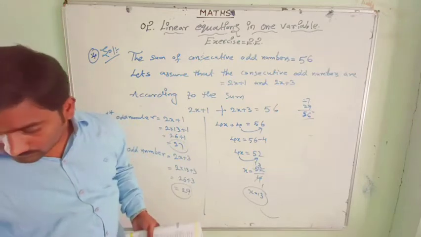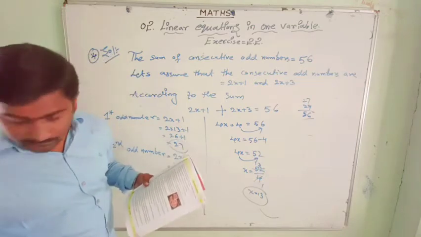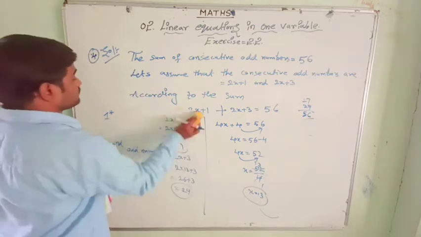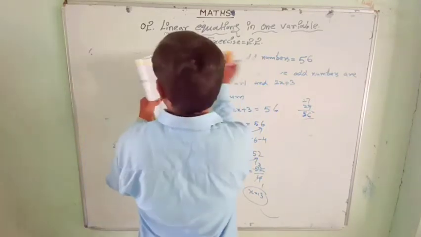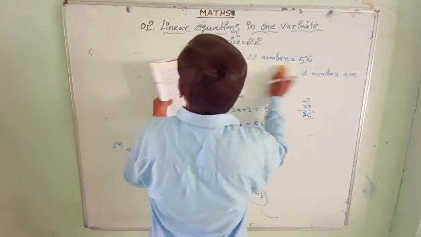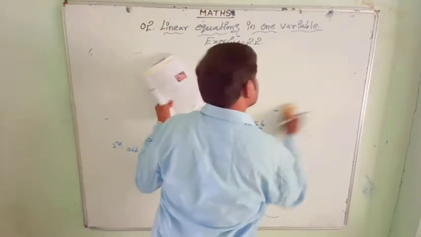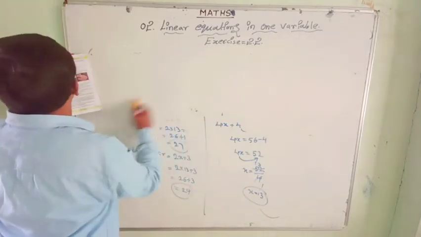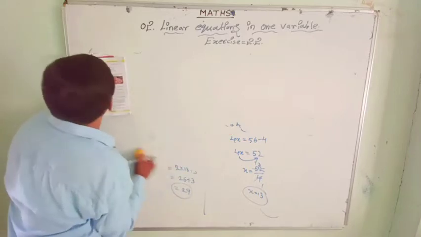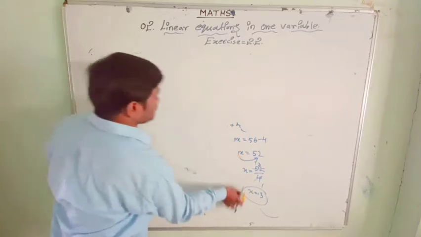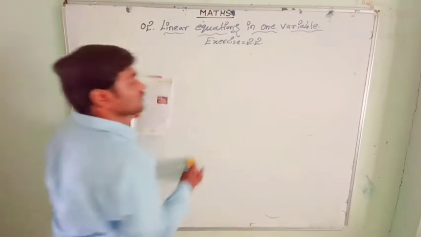Now next, let us go for the fifth question. The fifth question is the sum of three consecutive multiples of 7 is 777. Then find these three multiples. That means find these multiples. So very simple. This you have to do.